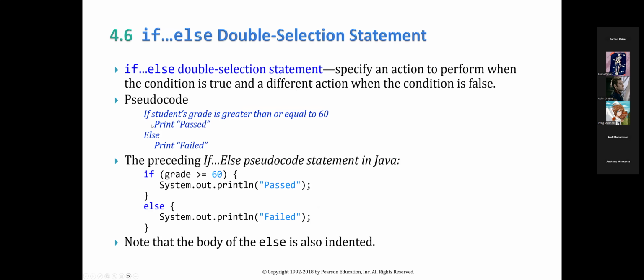The pseudocode is like that. If-else corresponds to the if-else in the real code here. If it is greater than 16, you print pass. Otherwise, you print failed. This is the if-else statement.